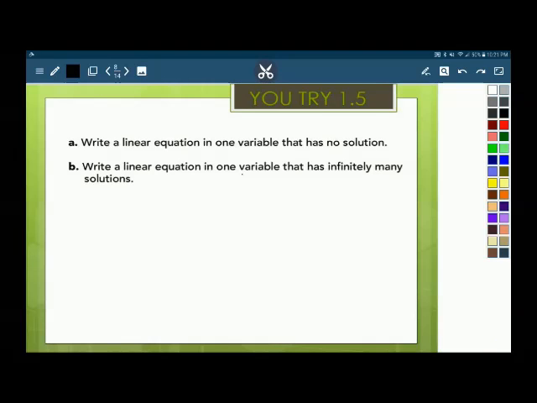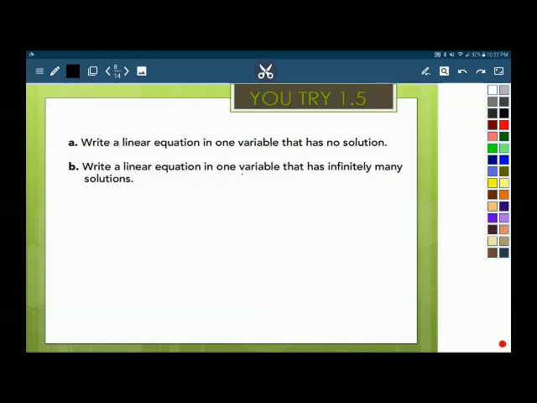All right, for this next U-try, I want you to try to A, write a linear equation in one variable that has no solution, and then B, write a linear equation in one variable that has infinitely many solutions. You can try to make the equations complex that's simplified to something like this, or you can write them as simple as you want them to.